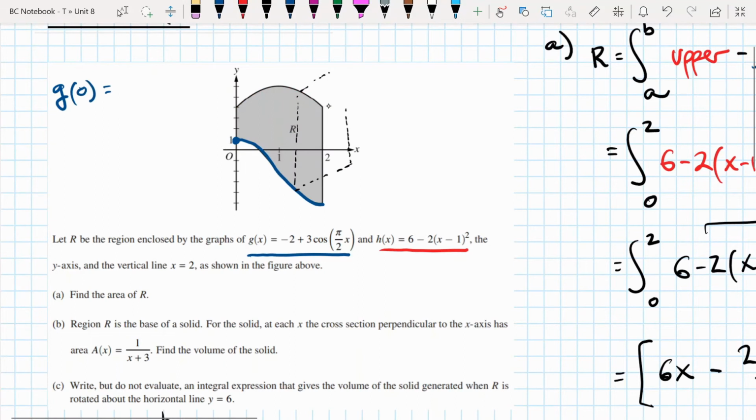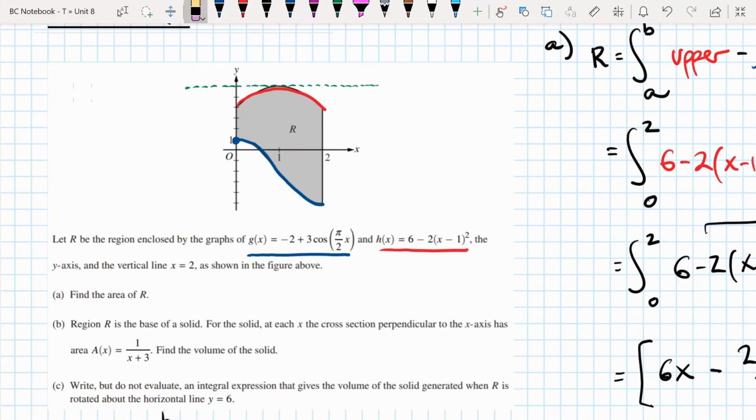Okay, so let me draw that up here so you can get a good visual, hopefully. So imagine we have the line y equals 6, which is right here. The volume, for letter C, is going to be equal to pi times the integral from 0 to 2 of the distance from the axis of rotation to the function that is farther away from the axis of rotation. So in this case, that is going to be this distance right here.